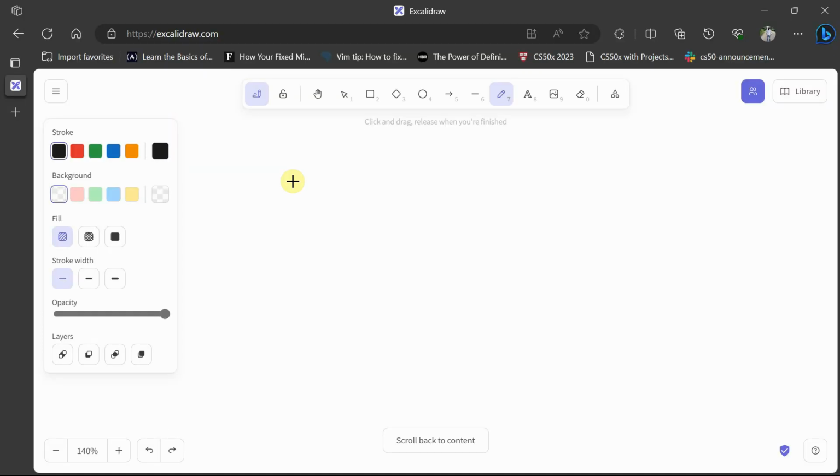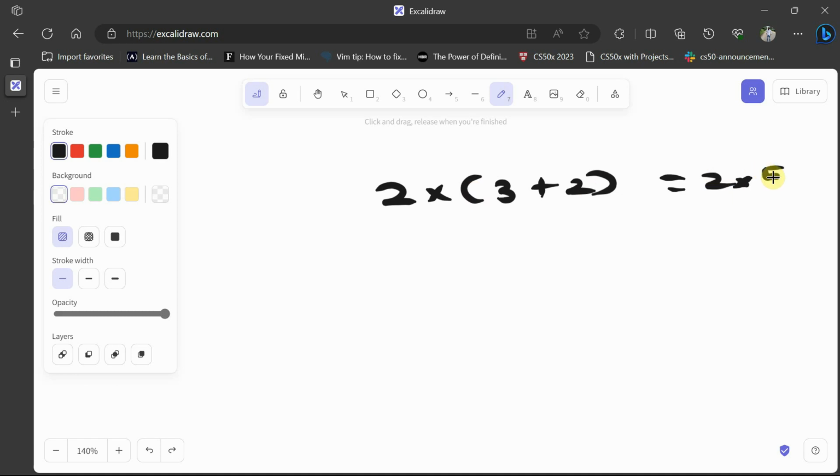If I show you how we used to solve brackets in normal mathematics, if you had 2 times 3 plus 2, one way to solve this is to say 2 times 3 plus 2, which is 5, and this will give you 10. Another way to solve this is by saying 2 times 3 first, then this operator, which is plus, 2 times 2. So what did I do?